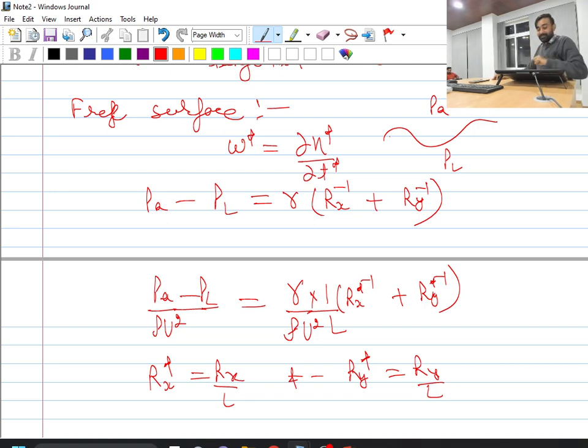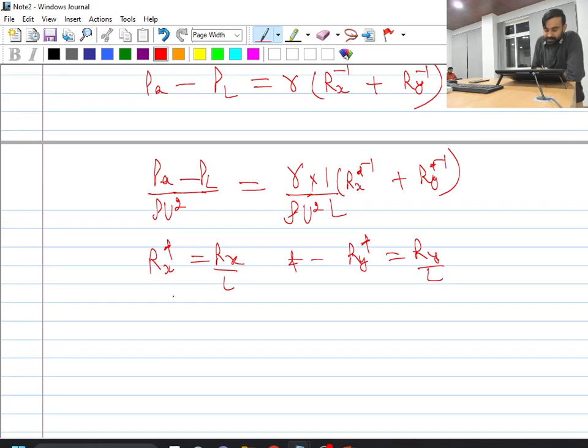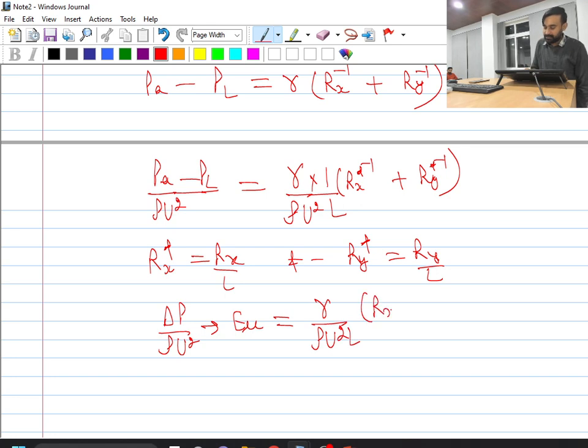So it means that once you have the presence of free surface, the left hand side has become delta P by rho u square, which is nothing but your Euler number. Is this one clear? Delta P by rho u square is nothing but your Euler number. So Euler number has become equal to some quantity gamma by rho u square L times Rx star minus 1 plus Ry star minus 1. So now can you tell me what is this quantity gamma by rho u square L?